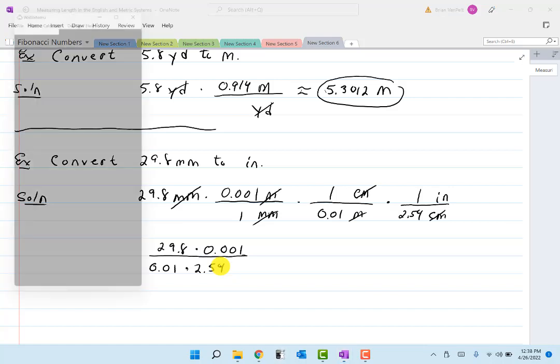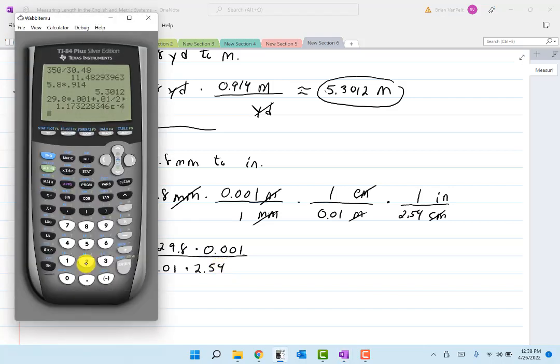So let's have the calculator handle this. 29.8 times 0.001, then divide. I'm going to put in parentheses what I have down there. I have 0.01 times 2.54. Hit enter. So I'll go to 3 decimal places, 1.173.